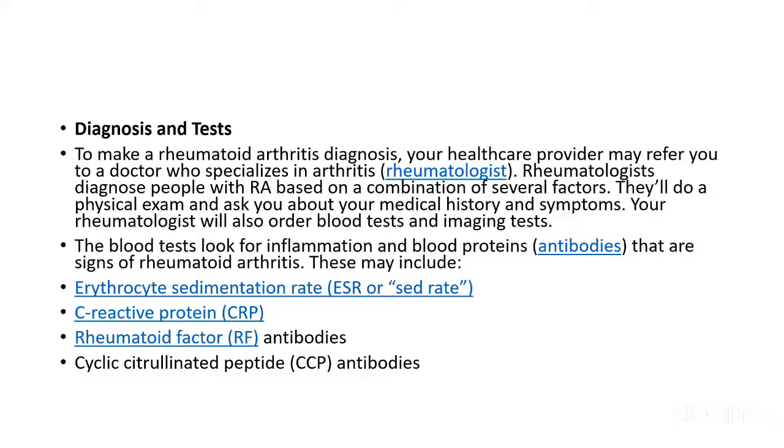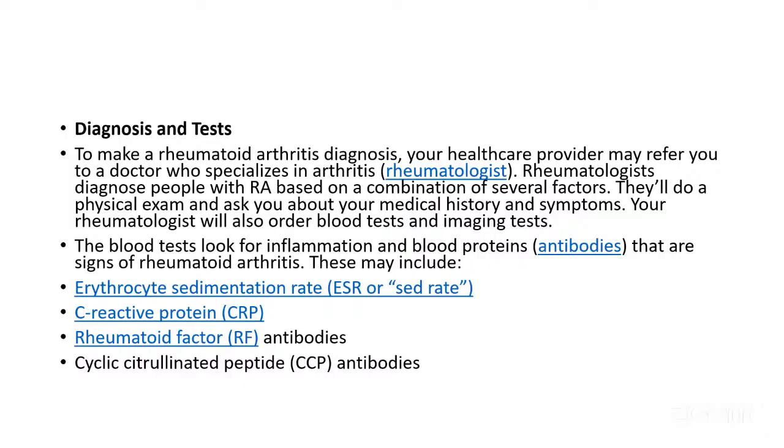Diagnosis and tests. To make an RA diagnosis, the healthcare provider may refer you to a doctor who specializes in arthritis. We call them rheumatologists. They diagnose people with RA based on the combination of several factors, and they'll do a physical exam and ask the person for medical history and symptoms. Now, rheumatologists can also order investigations. The blood tests look for inflammation and blood proteins, which we call antibodies, that are signs of rheumatoid arthritis. This may include ESR, we said it the other time, CRP, and the rheumatoid factor antibodies.